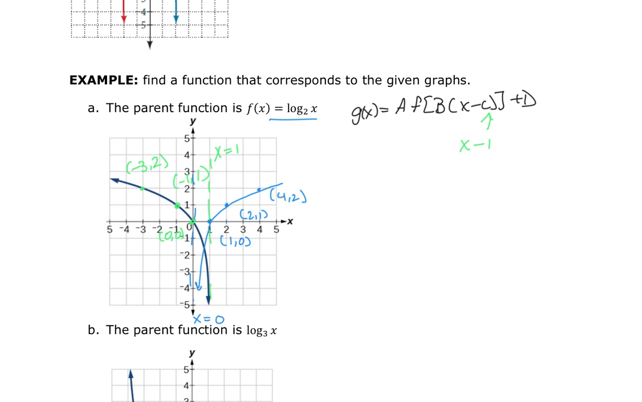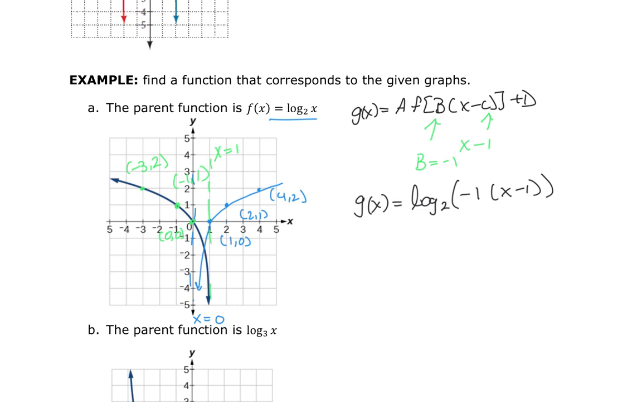So that means that b has to be negative, so I think b is -1. And it doesn't look like I have any movement in the y direction. It doesn't look like I compressed it or stretched it in the vertical direction. It doesn't look like I have any movement up or down in the vertical direction. And so what I think I have is g of x is equal to the log base 2 of negative 1 times x minus 1, and I think d is 0 and I think a is 1, so I think that's what it is.